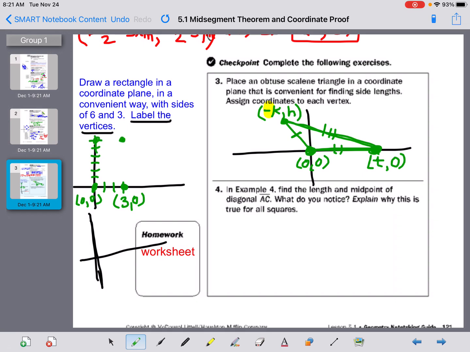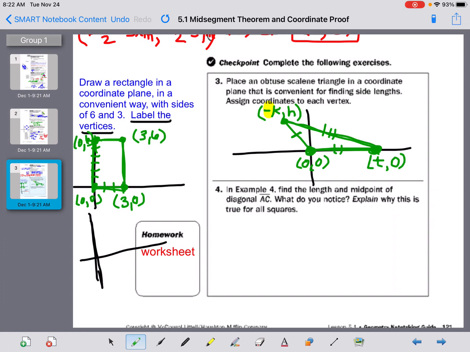Okay, we have one more to find. It's a rectangle, so I put a dot right there. And what's the ordered pair there? Actually, I should come back to this one here. I went 0 to the left or right, and I went up 6, so I'm at 0, 6. So my last ordered pair, where am I at? Over 3, up 6, so I'm at 3, 6. There's my rectangle drawn in a convenient way. It's as easy as that.